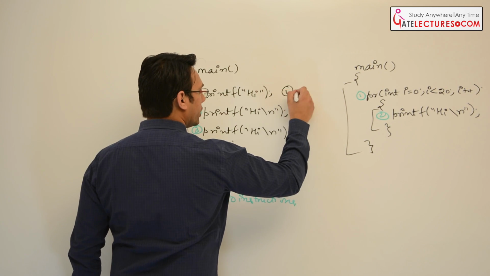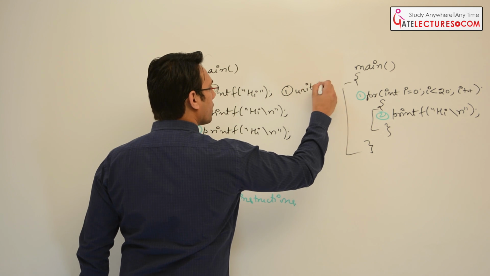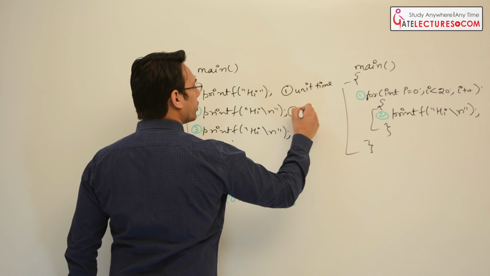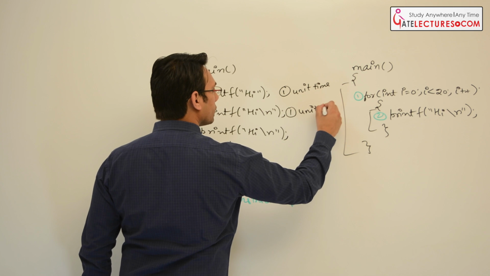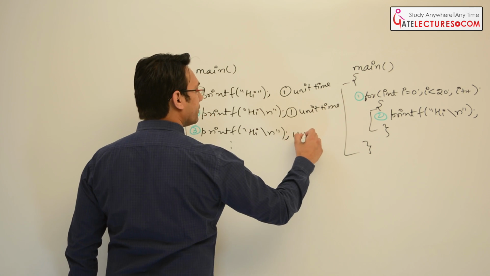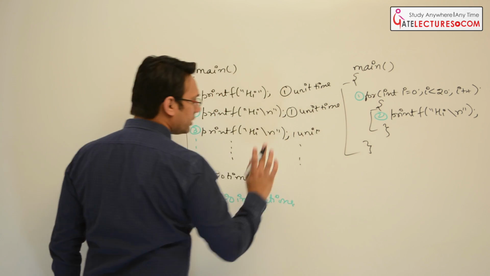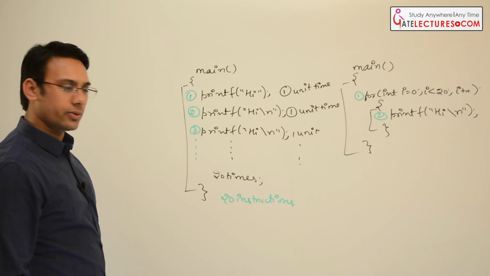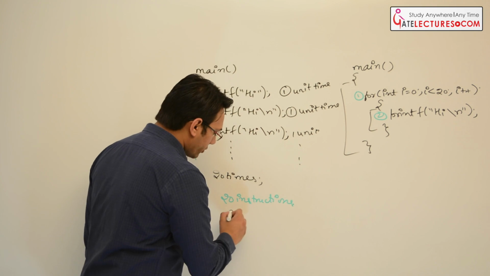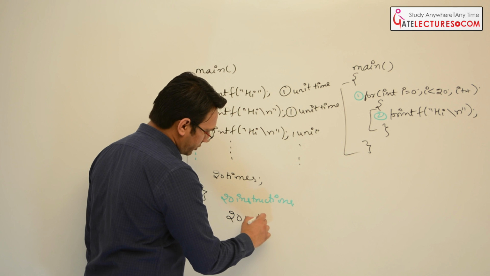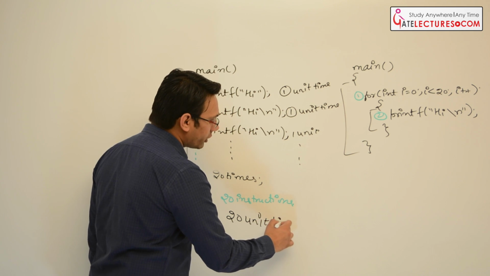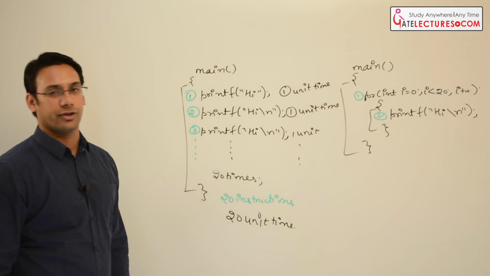Now in this, let us suppose every instruction is going to take 1 unit time. This is going to take 1 unit time. This is also going to take 1 unit time. This is also going to take 1 unit time, and so on. All these instructions take 1 unit time to execute. Let us say these instructions are going to take 20 unit times to execute.